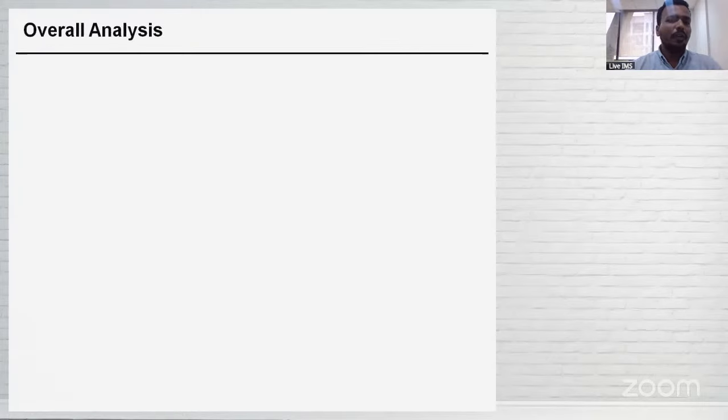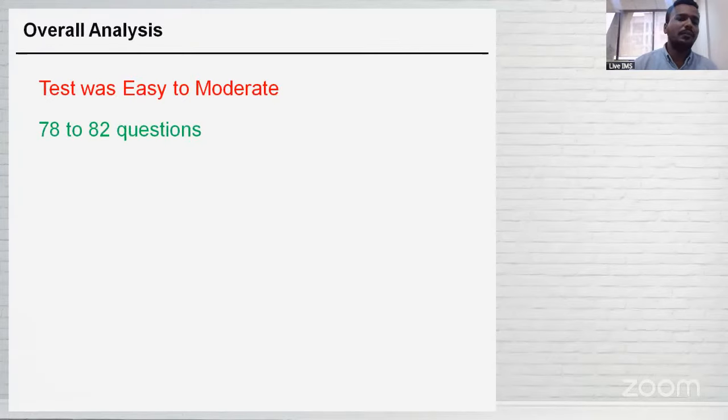Moving ahead, let us talk about the overall analysis. The test was on the easier to moderate side. So you can say 78 to 82, or at the most, a few of the students claimed that they attempted 85 to 90 questions also. On average, we can say that 78 to 80 correct questions can be a score in this particular test.